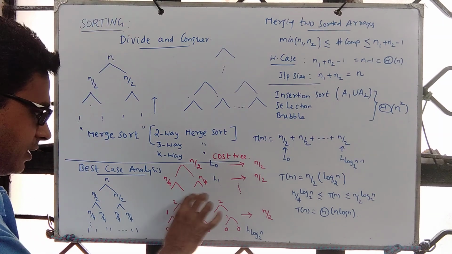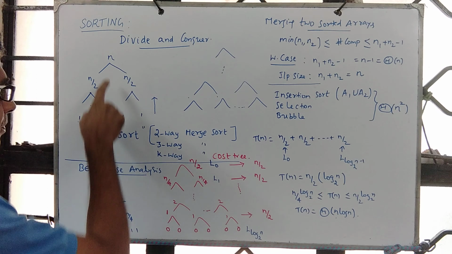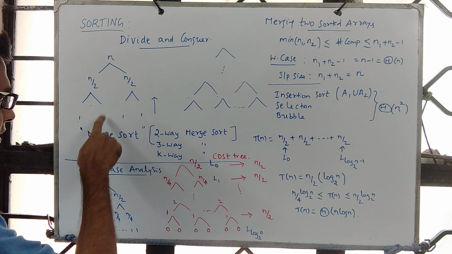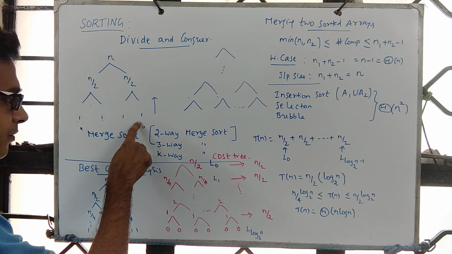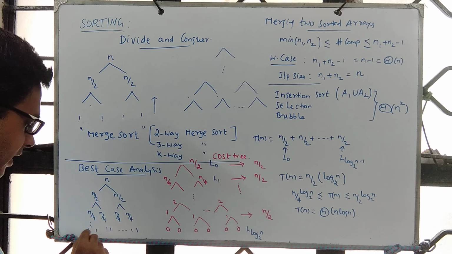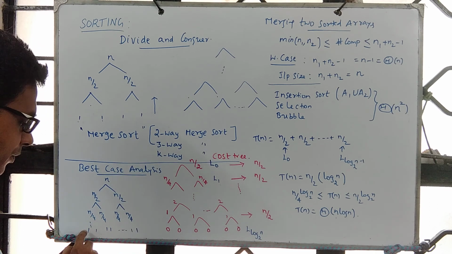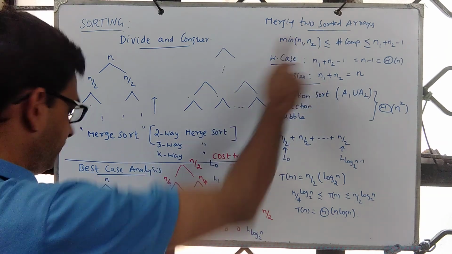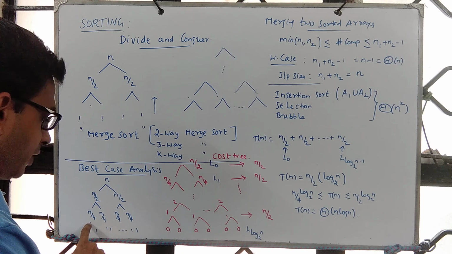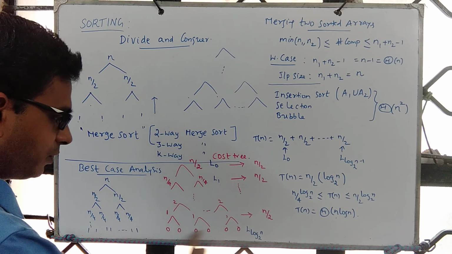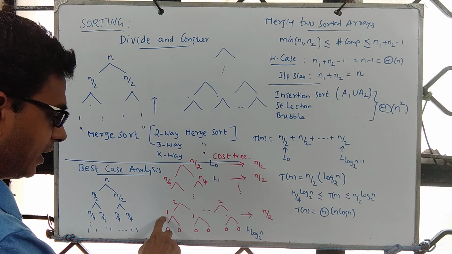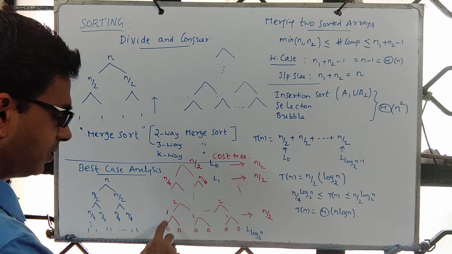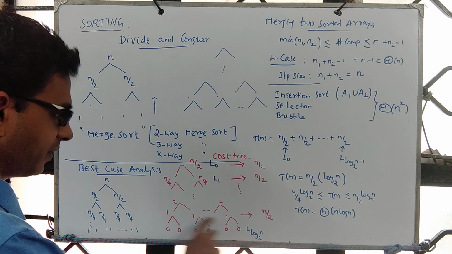So let me repeat this part. We break down the problem into two subproblems of equal size, and we keep doing this until the recursion bottoms out. As part of the computation tree, we are calculating the time to merge two sorted arrays. Because it is best case analysis, we are taking the lower bound. And the lower bound at the last level is 0 because it is already sorted. At last but 1, you are trying to merge two sorted arrays of size 1 each. So it is min of 1 comma 1, so it is 1 everywhere.